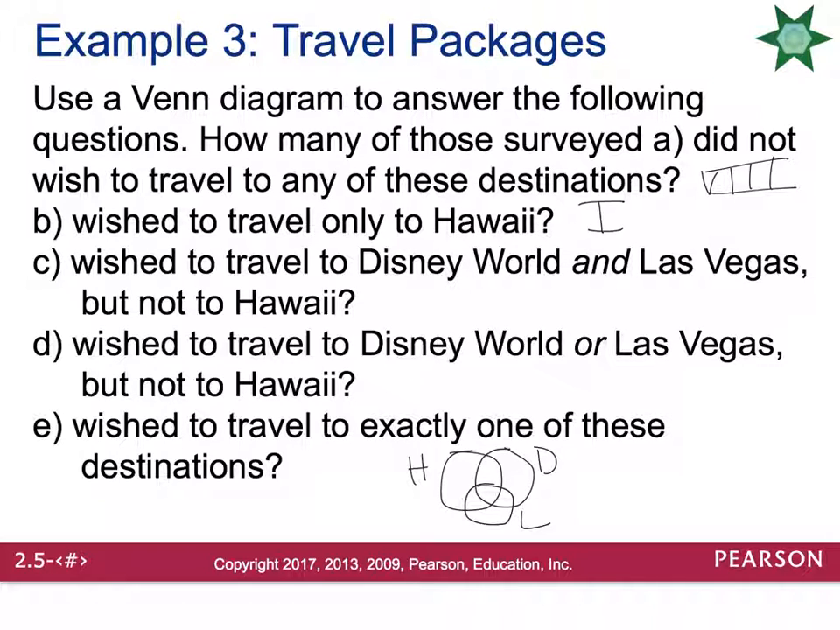Okay, so how many wish to travel to Disney World and Las Vegas but not Hawaii? Disney World and Las Vegas would be these 2, but not Hawaii, so it would be this region right here that I'm pointing to. Just that one. How many wish to travel to Disney World or Las Vegas but not Hawaii? So we're going to include these 2 circles together, but we're going to eliminate the Hawaii part, which gives us this region, and this region. And then finally, how many wish to travel to exactly one of these destinations? That would be adding this region where we're just in H, this region where we're just in D, and this region where we're just in L. So we'll look at that on the next page.